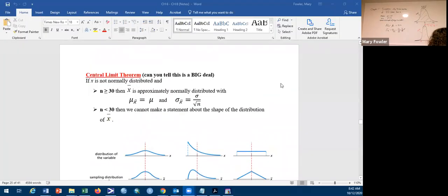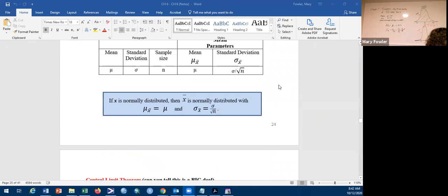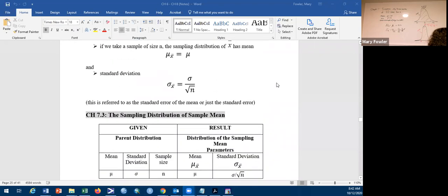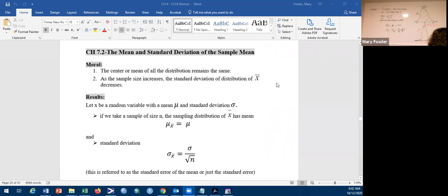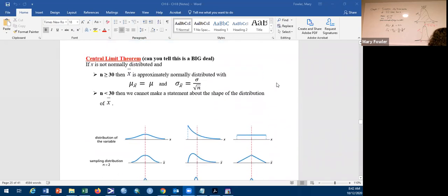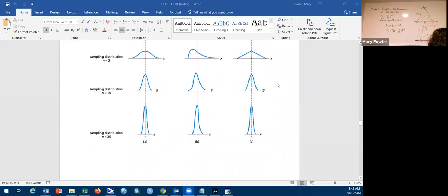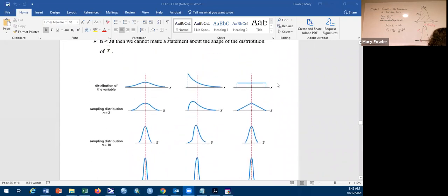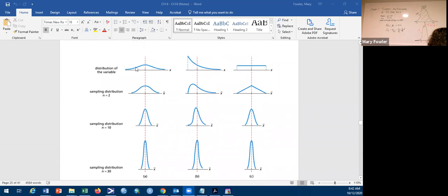Okay, so coming back to the notes, these are the notes on chapter 7. We looked at these results in the last class. So just moving forward, what this next page shows us is how the first row are 3 different parent populations. And if we take a sample of size 2, what we have here is the distribution, the shape of the distribution of the sample mean.